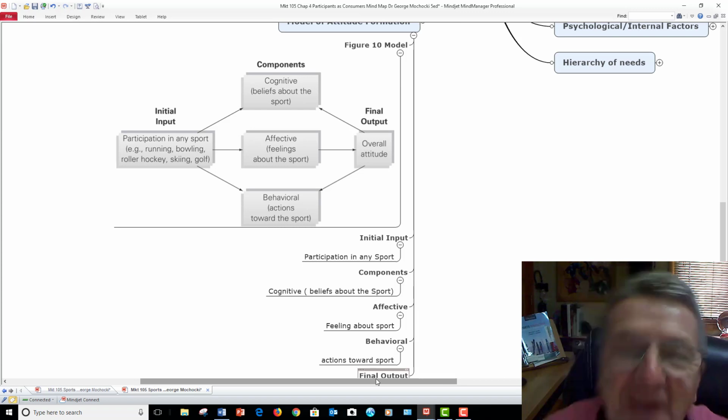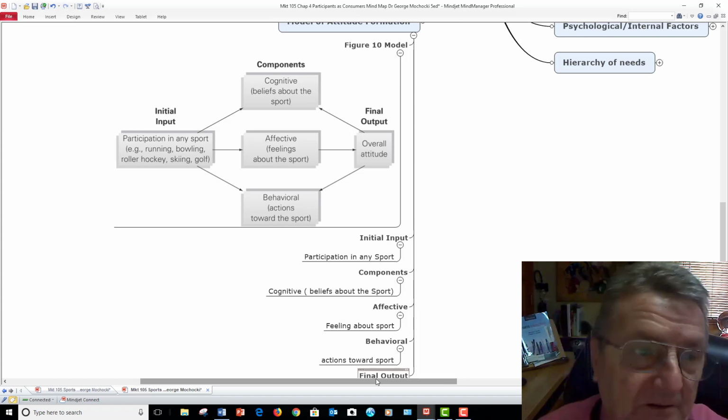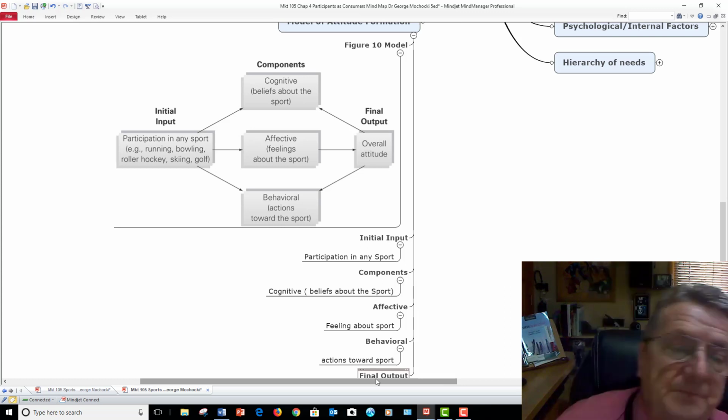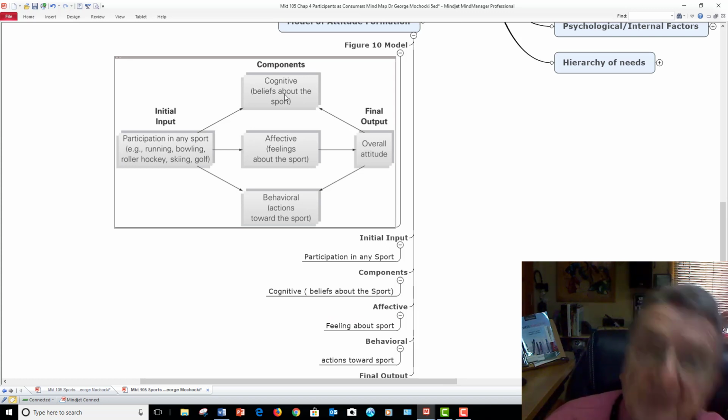Remember, I'm live, and sometimes I'll throw us off like this to catch your attention, so I'm not reading off a script. Okay, so here's what happens. Participate in any sport, running, bowling, soccer. Initial input, cognitive beliefs about the sports. I think this is a safe sport. This is something I like.